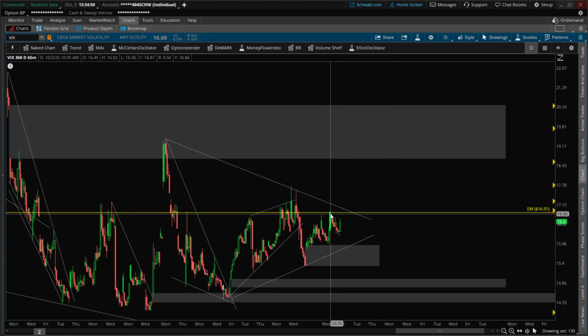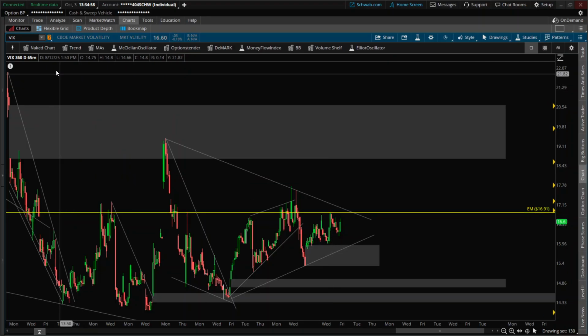And look at this, we tagged the upper edge of the options expected move for the week. That's crazy. SPX did, and the VIX did. Like I said, in all these years, I don't think I've ever seen that before.